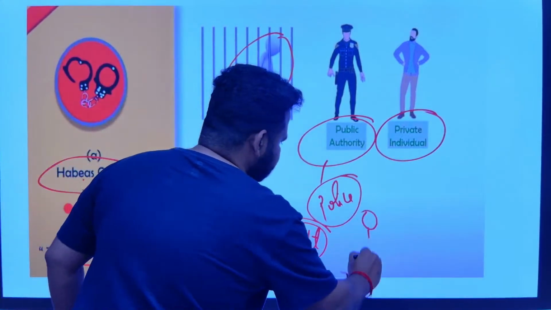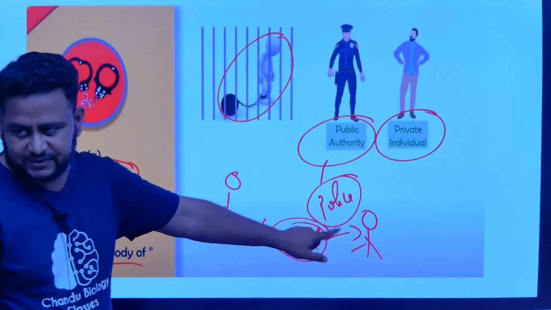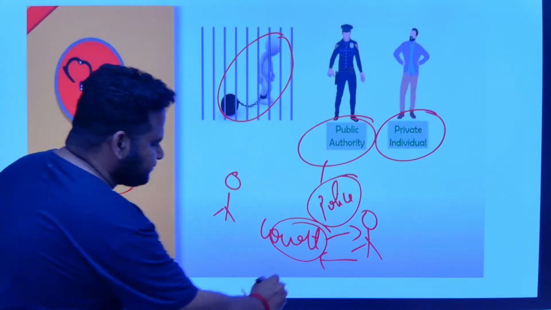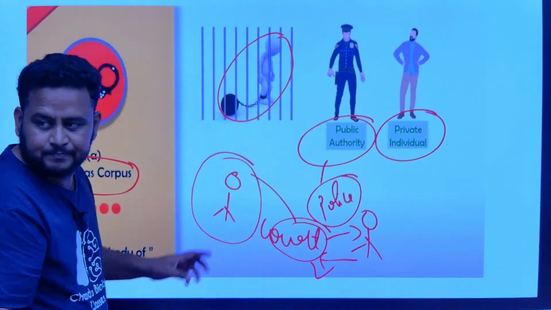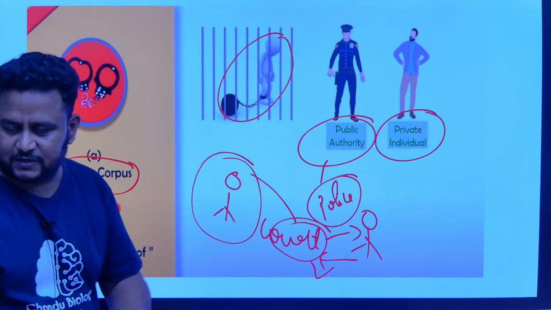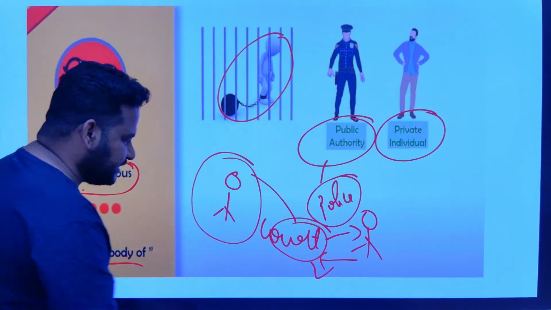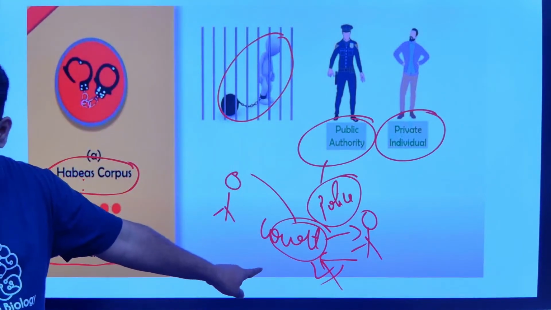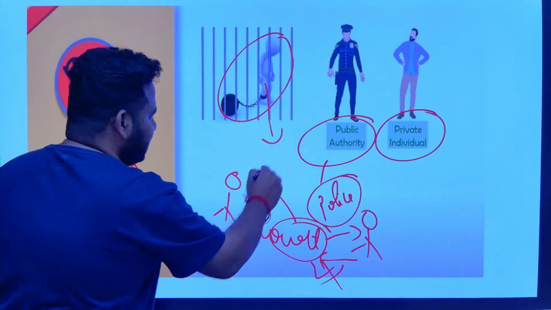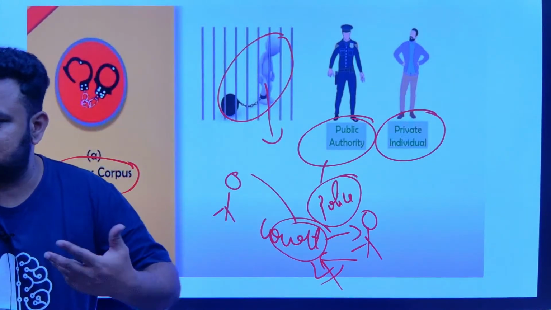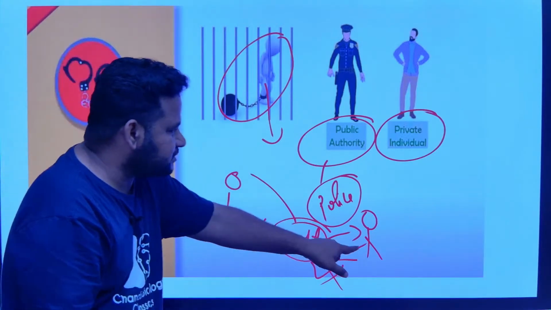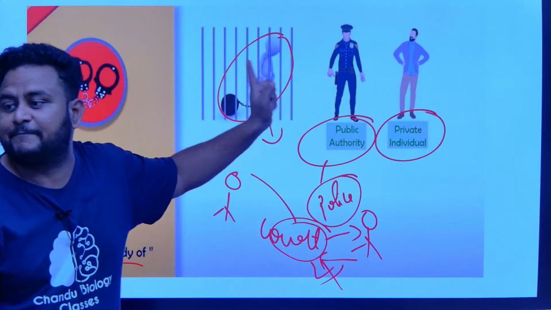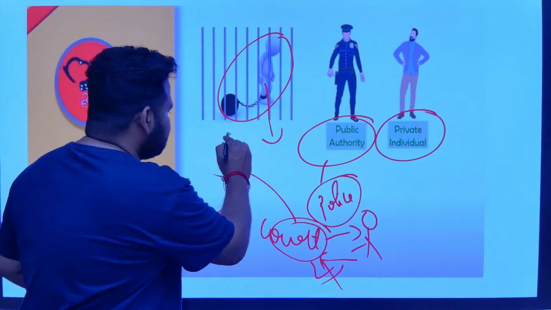Now the court will ask why you have arrested him, and the police will give the reason. If the reason is valid, then okay, you arrest him, no problem, put him for further enquiry, that is fine. Otherwise, if the reason given is not valid, then the person who is detained will be set free, and some punishment will be given, and this person will also be given compensation, that is money.